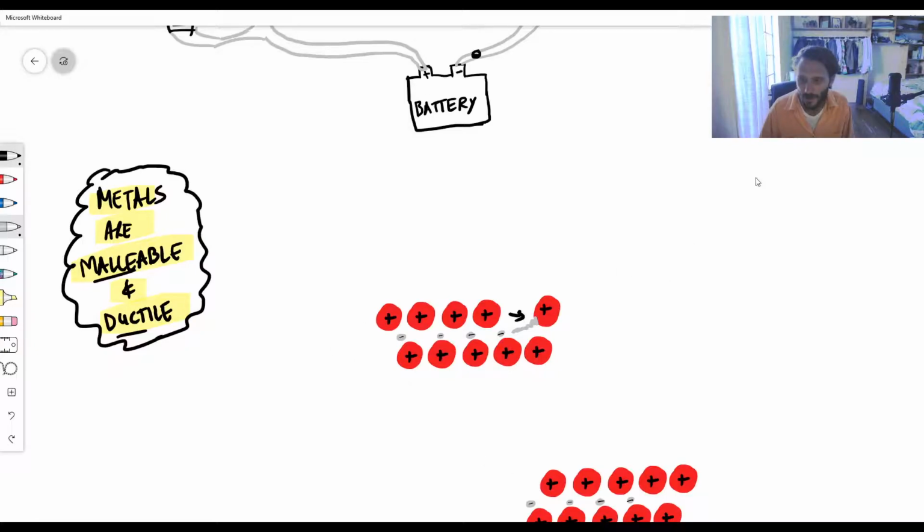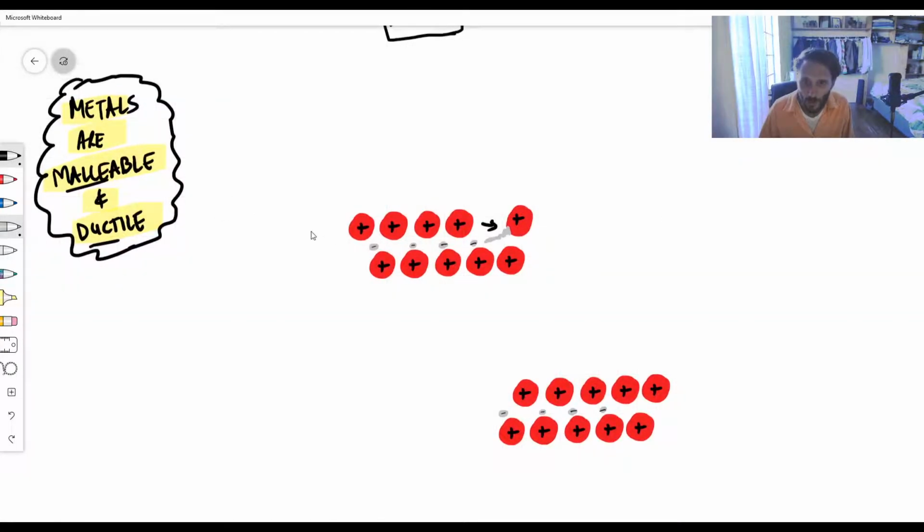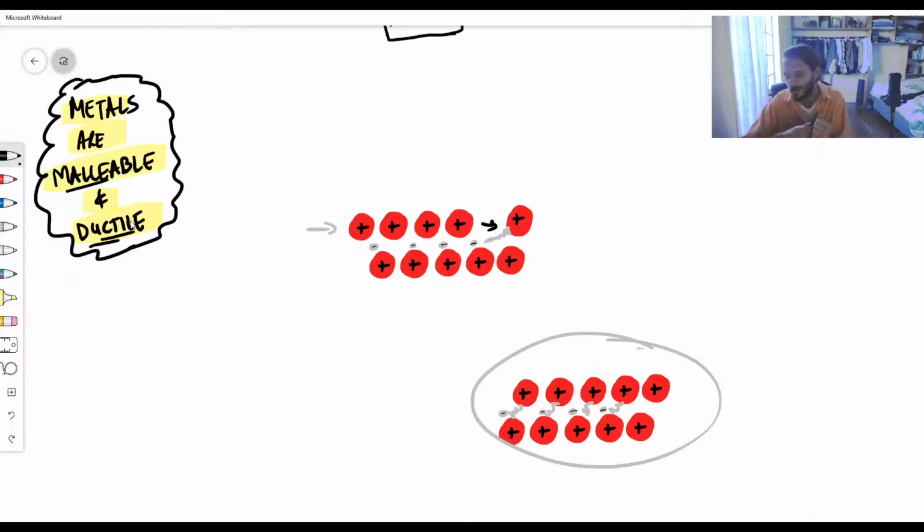So in this example here, if I shifted all these ions to the right, and I eventually ended up with this picture here, we're still going to have the forces of attraction between those delocalized electrons and those positive ions of this particular metal. Okay, so we're able to stretch metals out. This is what ductile means, you're able to stretch them into wires, and they are malleable. We are able to bend them without breaking, and it's because of this force of attraction between these particles that we have this property for metals.